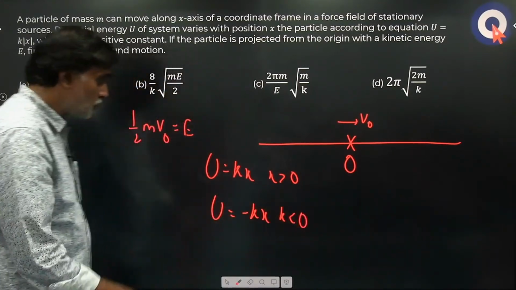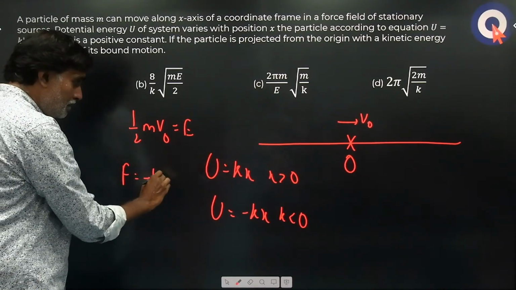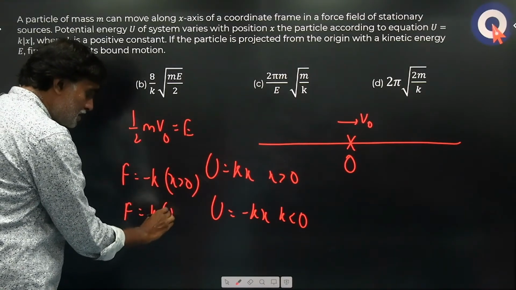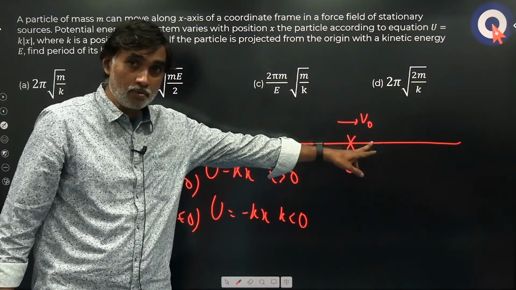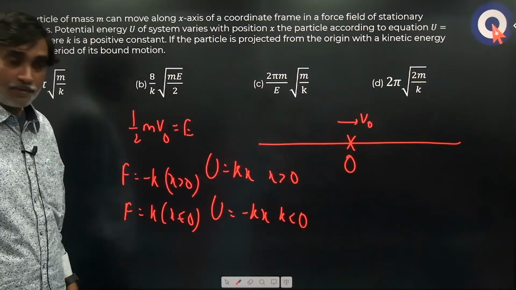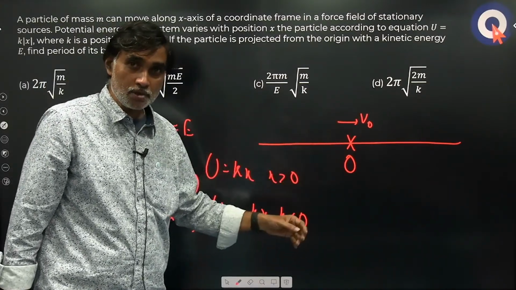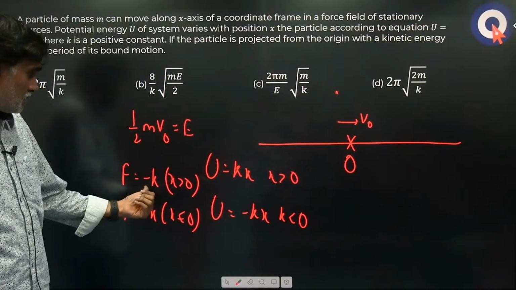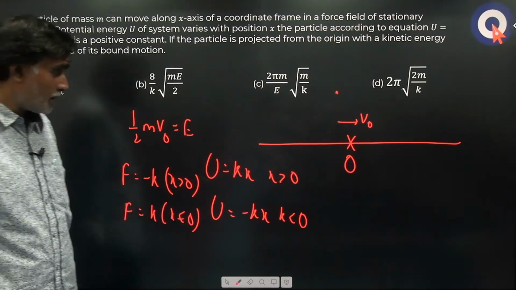So what is force? Force is minus dU by dx. So force is minus k when x is greater than 0, and force is plus k when x is less than 0. Means towards the right of the origin force is negative but constant, so force is towards the left. Towards the left of the origin force is positive, means towards the right. So it's a restoring force. The origin is the mean position. Force is constant anyhow.